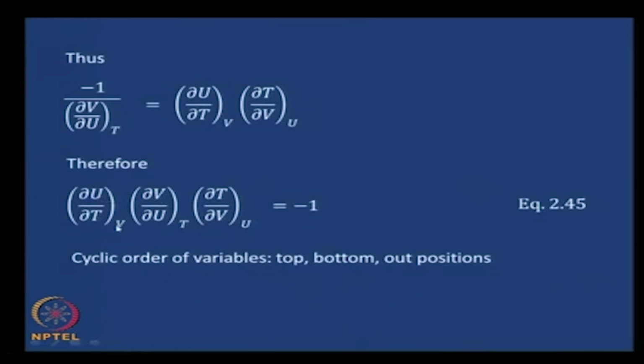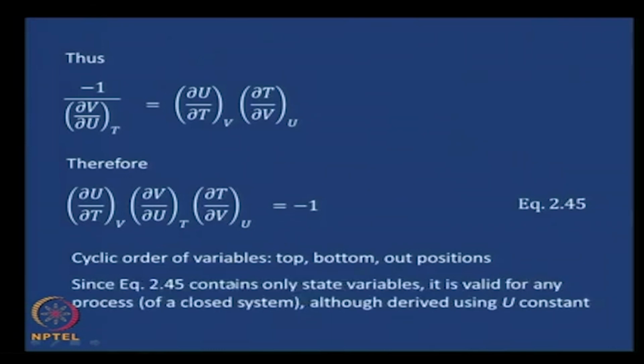U T V, V goes to the top here, U comes to the bottom here, T goes out. And compared to this, if you look at this, T goes to the top here, U comes out and V comes below. So, there is a cyclic order here of variables in the top, bottom and out positions, and more importantly, you should note that all these are state variables.